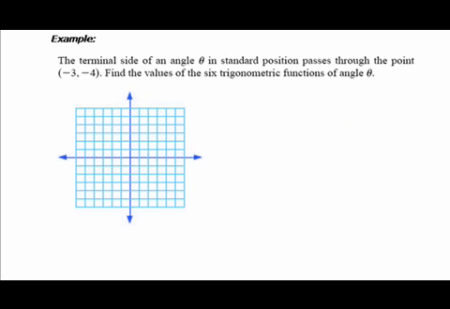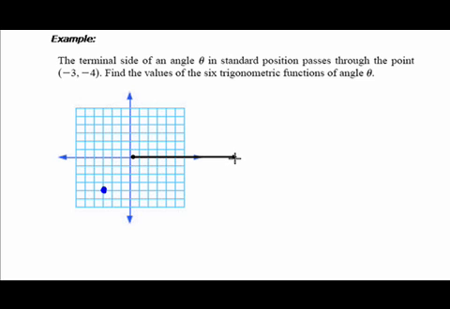The example says, again, we have this angle theta in standard form, so the vertex of the angle is the origin, and we have this terminal side passing through the point -3, -4. Again, find the 6 trig values. Let's plot that point first, -3, -4, as I'm going to go left 3 and then down 4. So now let's get an idea of where this angle theta is. So I'm going to draw 2 rays.